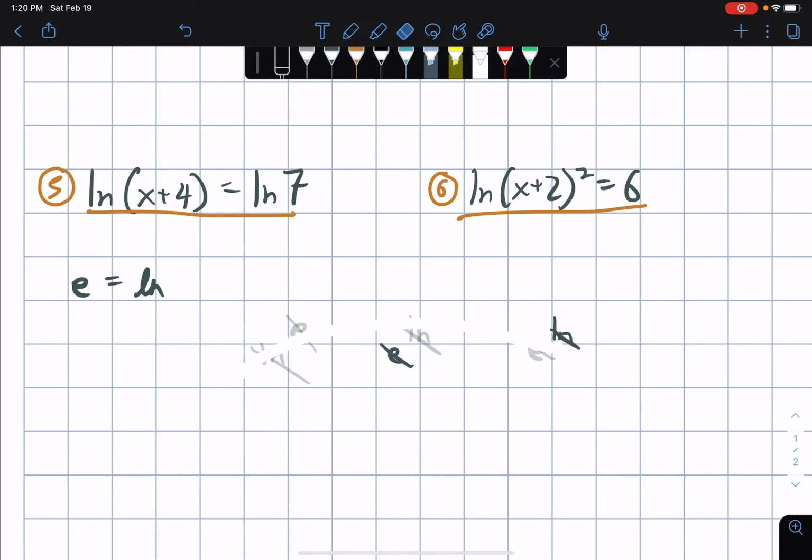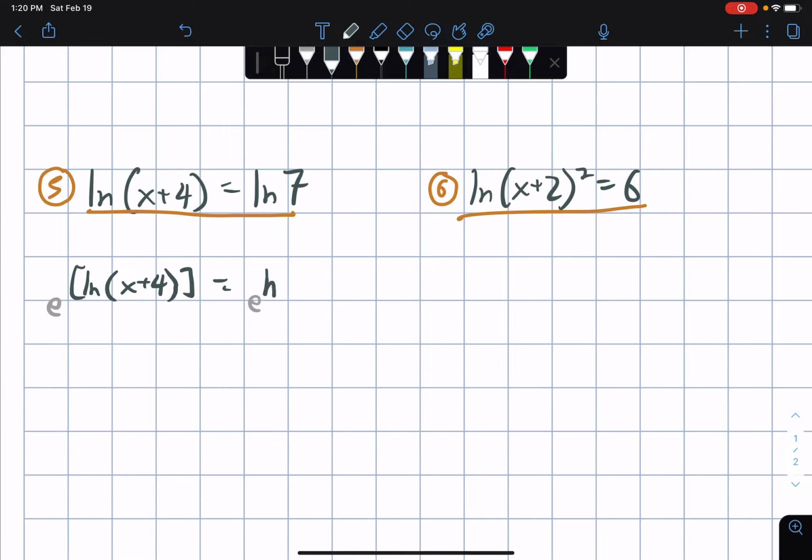So that's it. In this situation, in number 5, we raise e to both sides, then ln of x plus 4 is equivalent to e raised to ln 7. Therefore, we can cancel both sides with e and ln respectively, and we get x plus 4 is equivalent to 7. x is equivalent to 3, and that is our final answer.